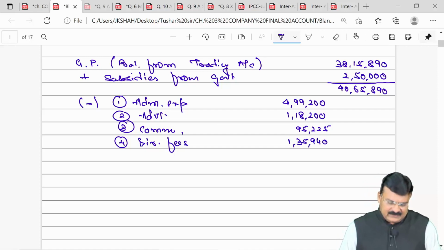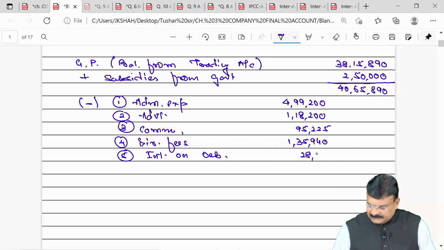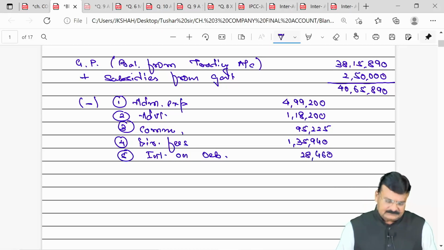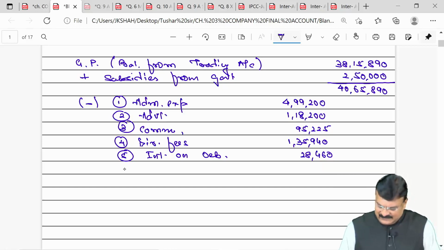135,940. Next, interest on debenture. Yes, finance cost. That is 28460. Managerial remuneration you can't deduct because that is what we are calculating. Depreciation on fixed assets you cannot because that is wrong. It's not in coincidence with Schedule 2 of the Companies Act. Rest all are provisions and reserves, we cannot.